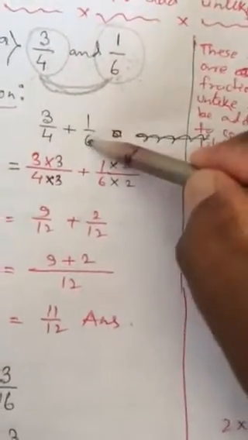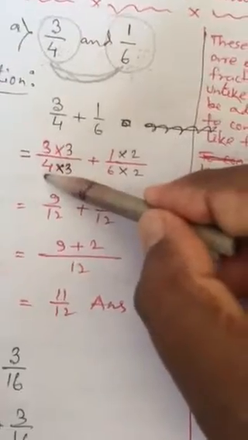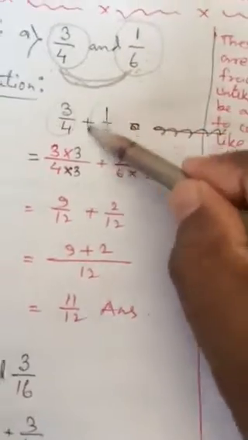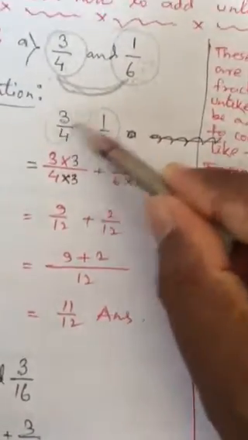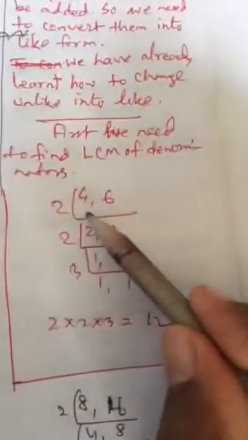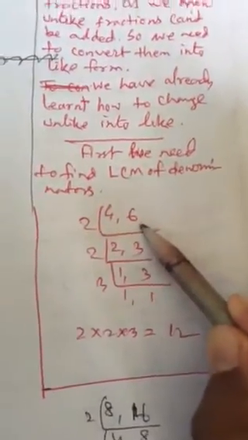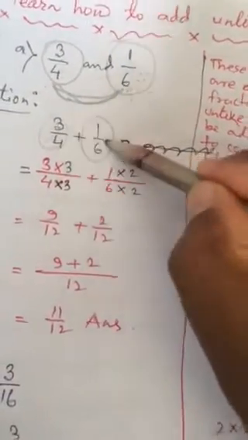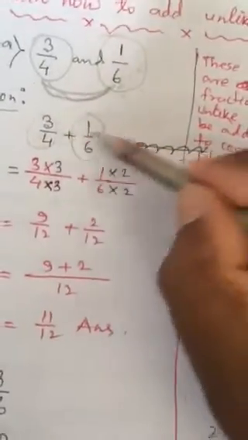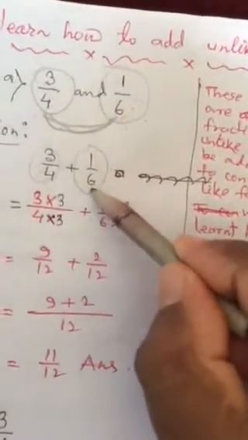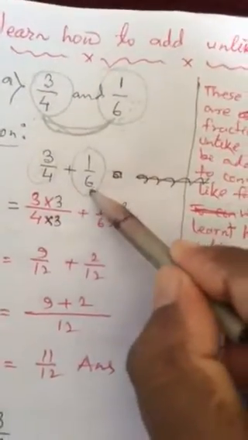I am going to add these two. How to add? You see here, I have written 3 by 4. Now, I have already told you that 3 by 4 and 1 by 6 should be converted into like fractions. To convert both fractions into like form, first you have to find the LCM of the denominators, 4 and 6. I have done it here.